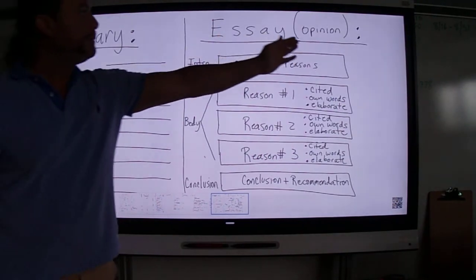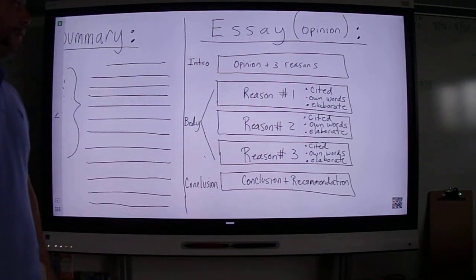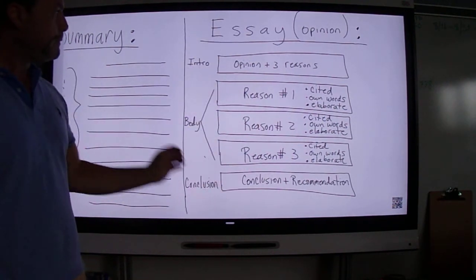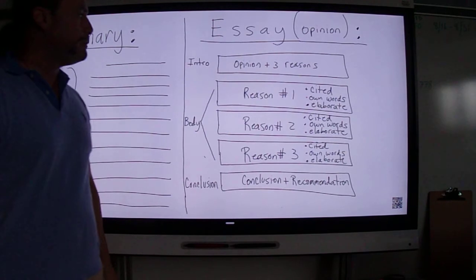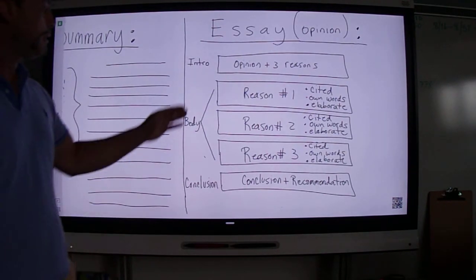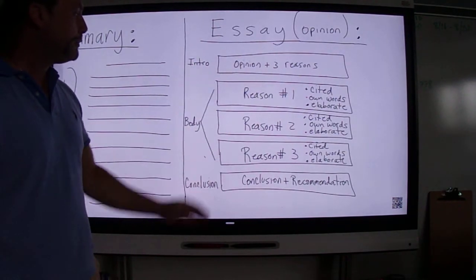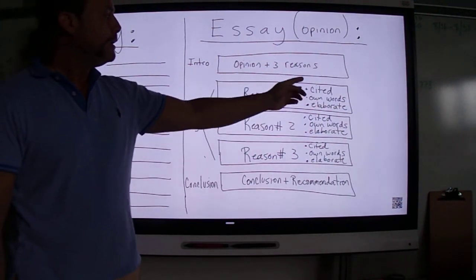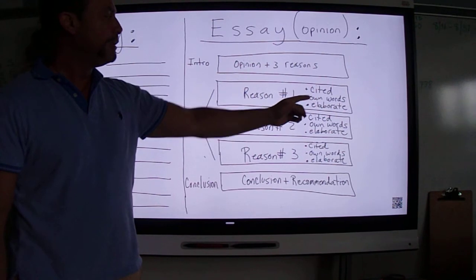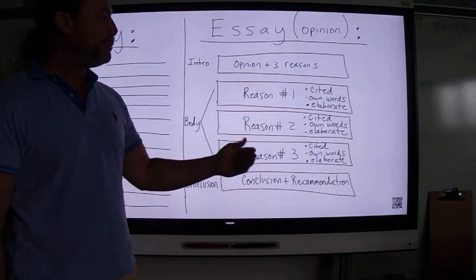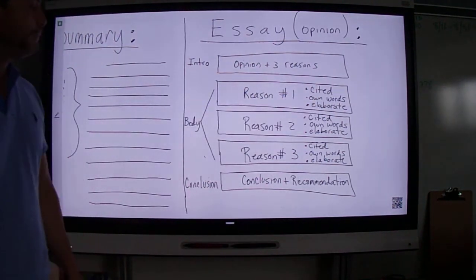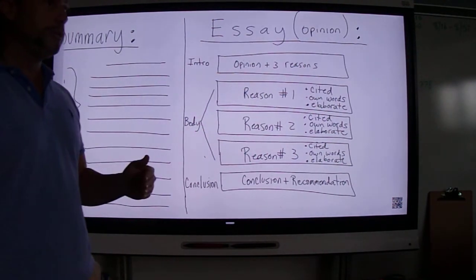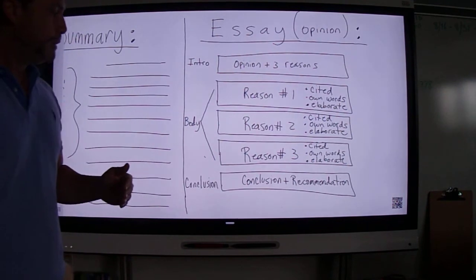So the essay would be opinion. Here's the structure of it. The intro, you have your opinion and 3 reasons why you feel that way. The body, 3 paragraphs. Paragraph 2 talks about and addresses reason 1. Cites the text to support, written in your own words, more support and elaboration. Again, we want to go into the text and pull out details, supporting details.